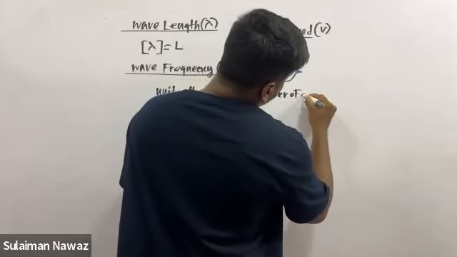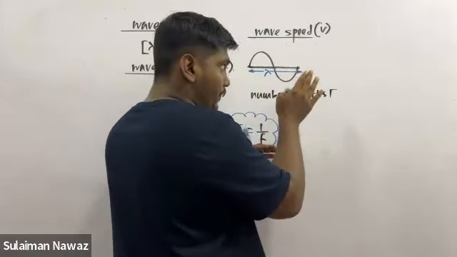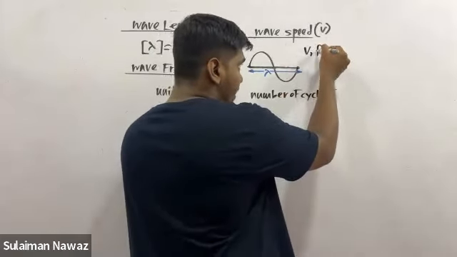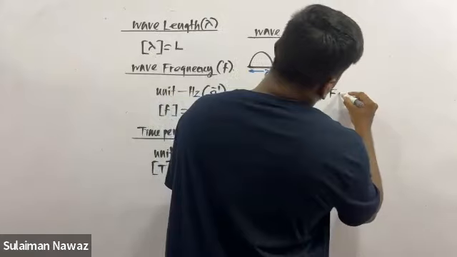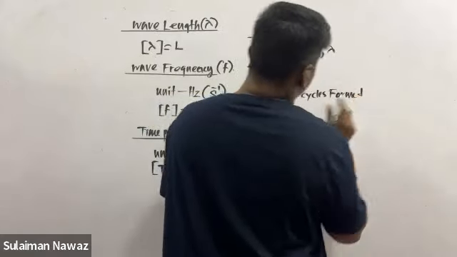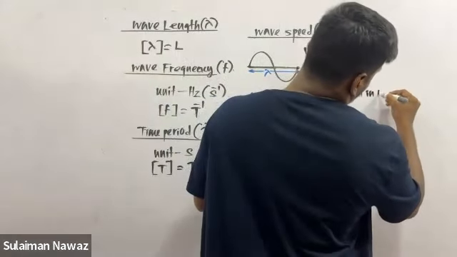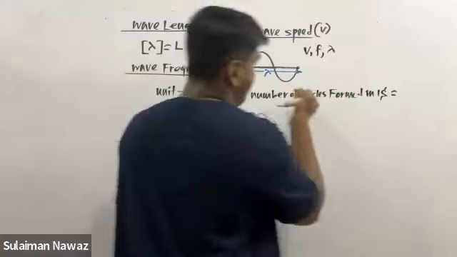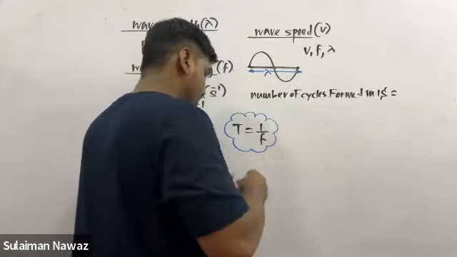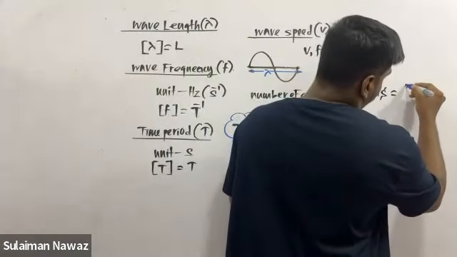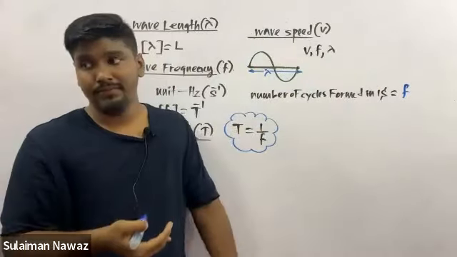Number of cycles formed. Now, what's my goal? I'm going to build the relationship between V, f, and lambda. That's my goal. Now, it has given the number of cycles formed within 1 second. Now, what is this number of cycles per 1 second? What is this? Frequency. Simply f. Every 1 second, simply f number of cycles occur.